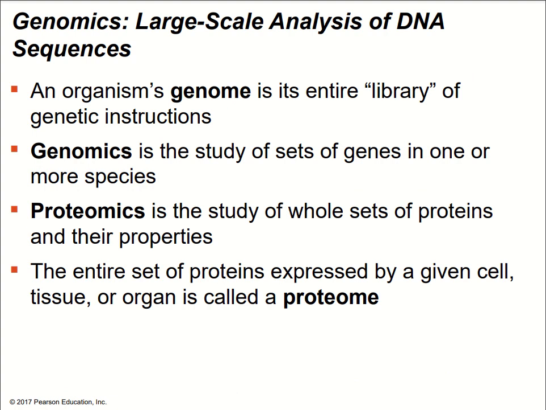Genomics is a large-scale analysis of DNA sequences. An organism's particular genome is its entire library of genetic information. Genomics is the study of sets of genes in one or more species and what those genes particularly do. Proteomics is the study of the whole set of proteins that an organism or species will make and what properties those proteins have or perform. The entire set of proteins expressed by a given cell, tissue, or organ is called the proteome, just as the entire genetic material is called the genome.